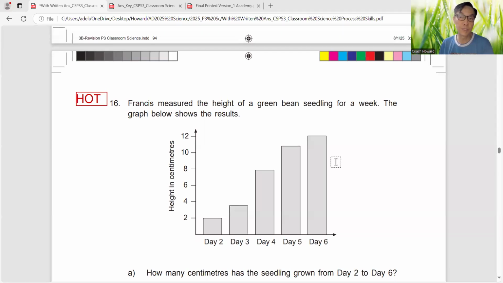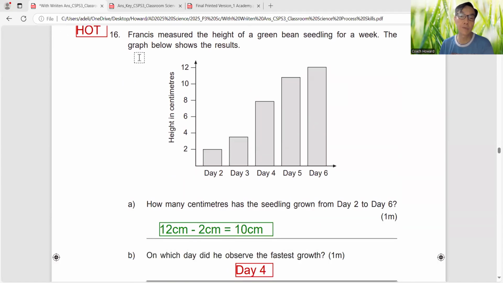Let's continue with this question, which shows the bar graphs. Francis measured the height of a green bean seedling for a week. The graph below shows the result. So I like students to take note the vertical axis shows height in centimeters, and the horizontal axis shows the days from day 2 to day 6.